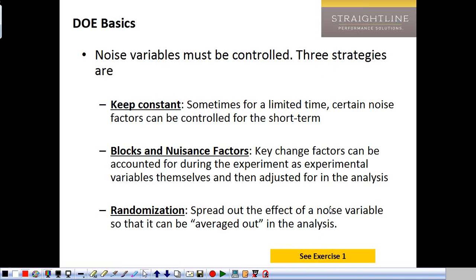Three strategies to help control the noise. One is keep constant. If that's possible, you can do it. In many operations it's not possible, so you are stuck with thinking about making blocks and nuisance factors. So sometimes you can include the nuisance factors right in there. In the call center example that we'll do, experience level may not be something that you can control for.